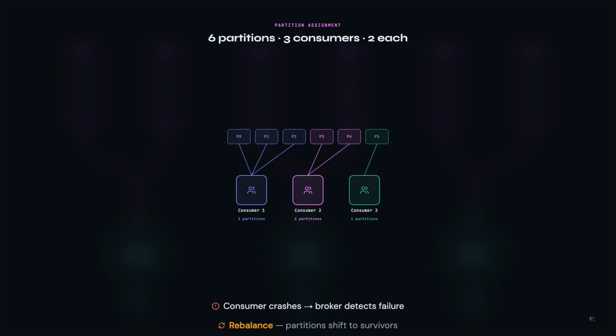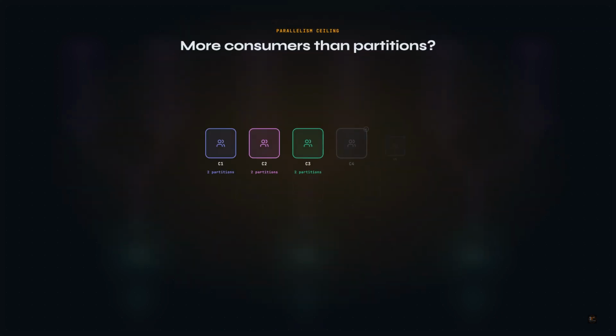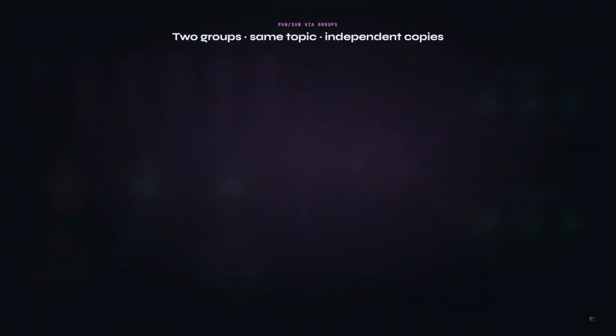What if you have more consumers than partitions? The extra consumers sit idle. They are on standby. This is why partition count matters. It's your ceiling for parallelism. You can't have more active consumers per group than you have partitions. Plan your partition count at design time. Reducing partitions later is painful.